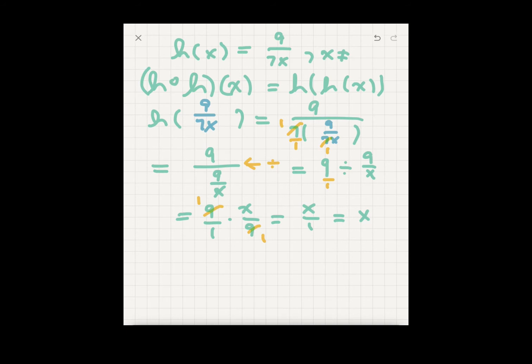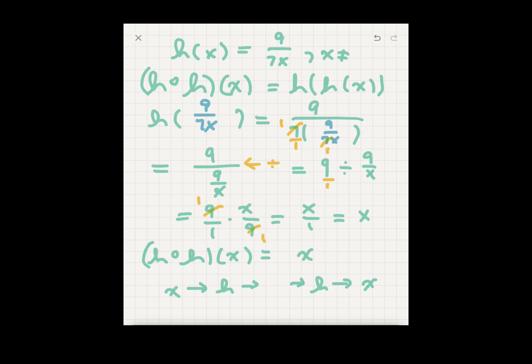So this is what we call the identity function, and it actually, by the way, tells us that h is its own inverse, because if I plug x into h, I get something back out. I take that something, plug it into h again, and I get out what I started with. So h undoes itself. h is its own inverse function.